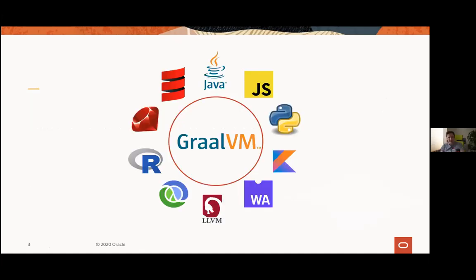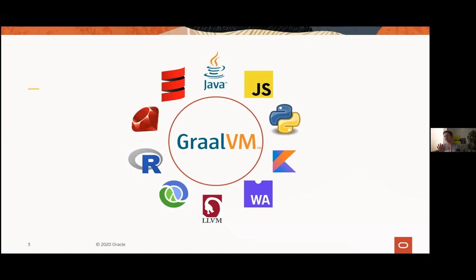GraalVM is a high performance polyglot embeddable virtual machine. There are three main qualities there. One is high performance, which is self-explanatory. GraalVM strives to be the fastest runtime for programs in particular languages, best in class. It's not very comparable from language to language, but Graal Python tries to be the fastest Python, and our ways to run Java code try to be the fastest and most efficient Java runtime, and so on for all the other languages as well. So high performance is easy.